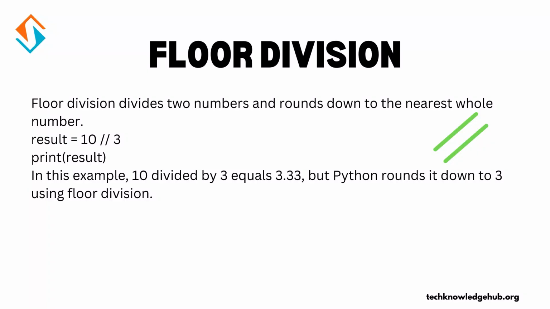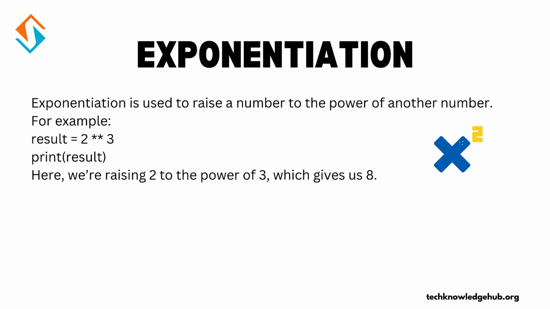Second is floor division. Floor division divides two numbers and rounds down to the nearest whole number. result = 10 // 3, then print result. In this example, 10 divided by 3 equals 3.333, but Python rounds it down to 3 using floor division. Third is exponentiation. Exponentiation is used to raise a number to the power of another number. result = 2 ** 3, then print result. Here we are raising 2 to the power of 3, which gives us 8.